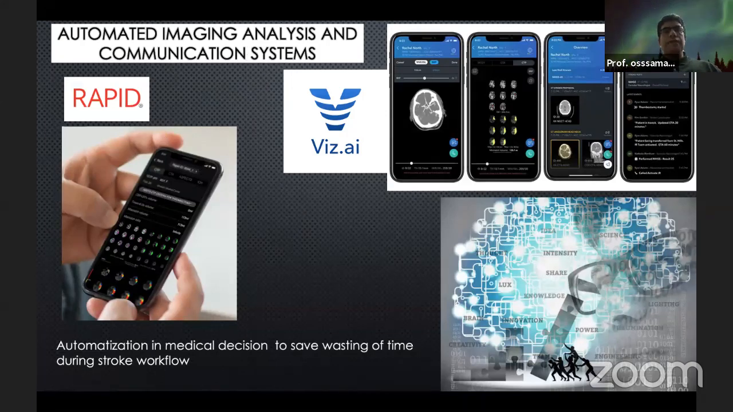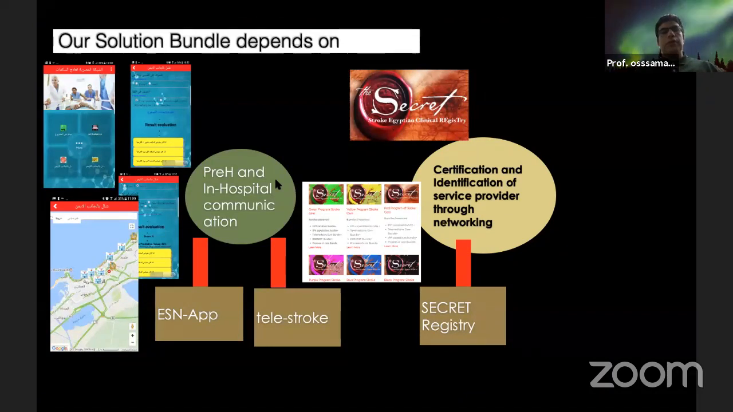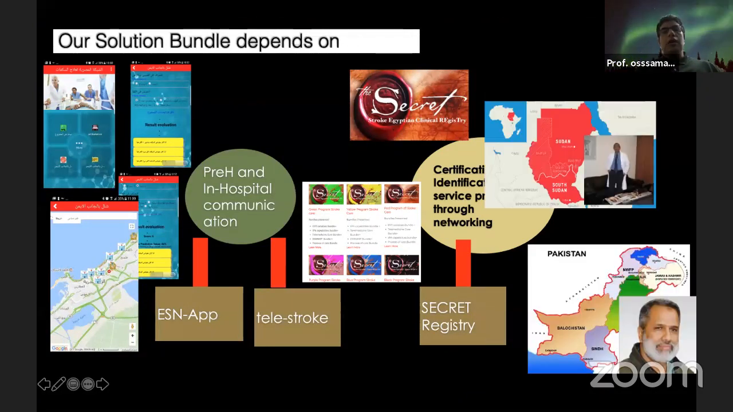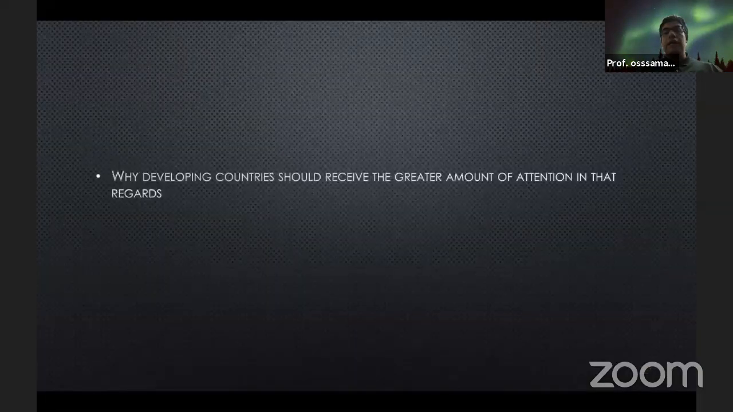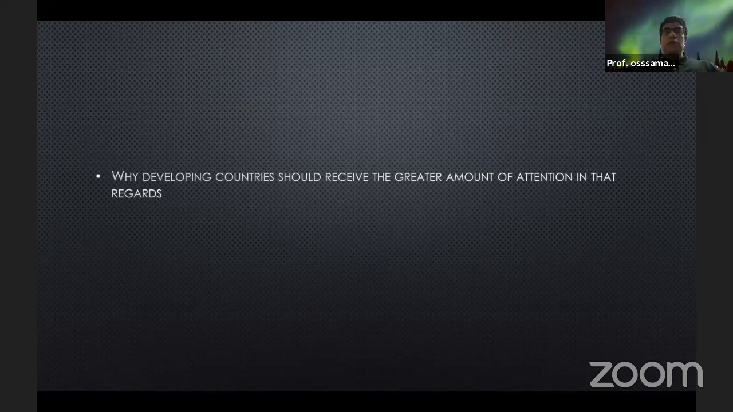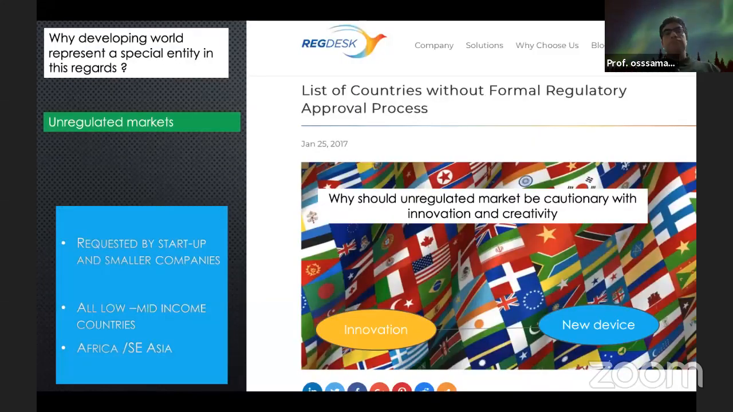We have in Alexandria an experience of doing such an organization, and I think this is very important when we come to developing countries, because it can receive a greater amount of attention in this regard. Why should we focus on the developing countries? Because these developing countries represent what are called unregulated markets. The criterion for unregulated markets is that there is no formal regulation about which device can be used in this market, and no formal regulation for using a new device in such markets.